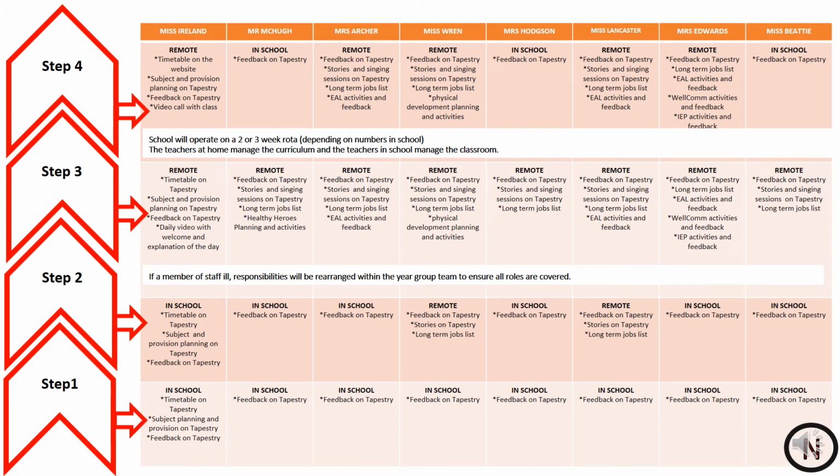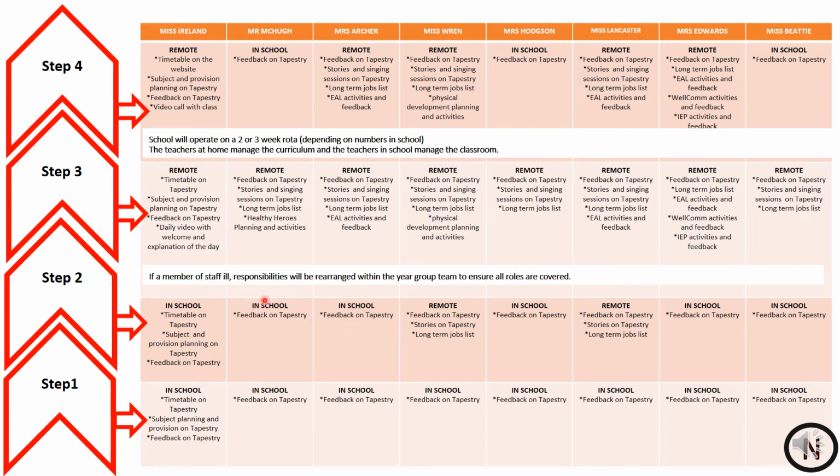So in nursery we have mapped out the different staff members and what they will be doing following those different steps. So again, in step 1, everybody's in school, that's normal, and the responsibilities in terms of remote learning would mainly be feedback on Tapestry and making sure that planning and provision is uploaded. And then as we move through the steps, different people may be off because they are isolating, and that will be their responsibilities, while the other members of staff are in school continuing with the normal in-school responsibilities.